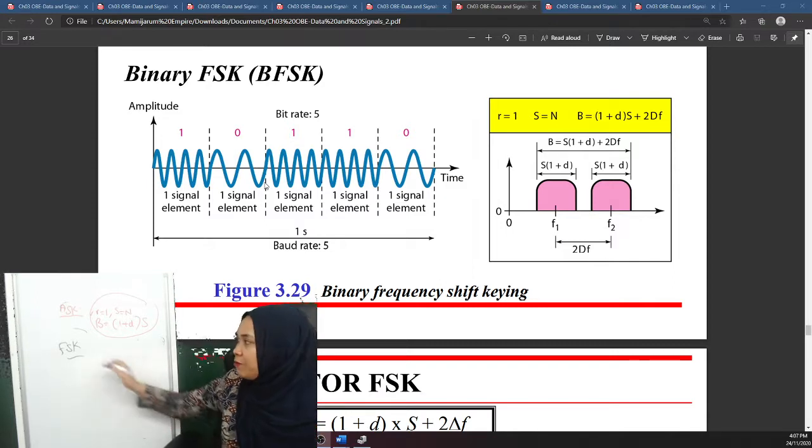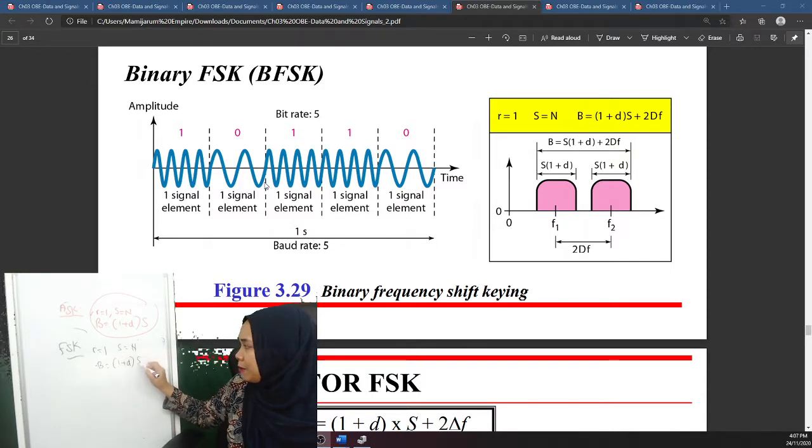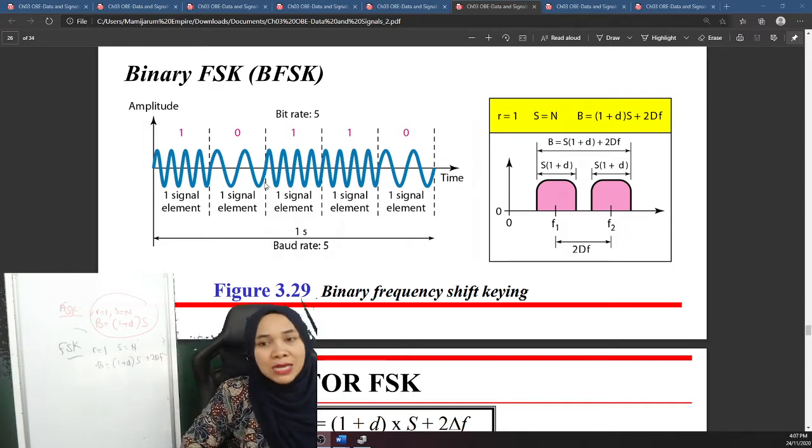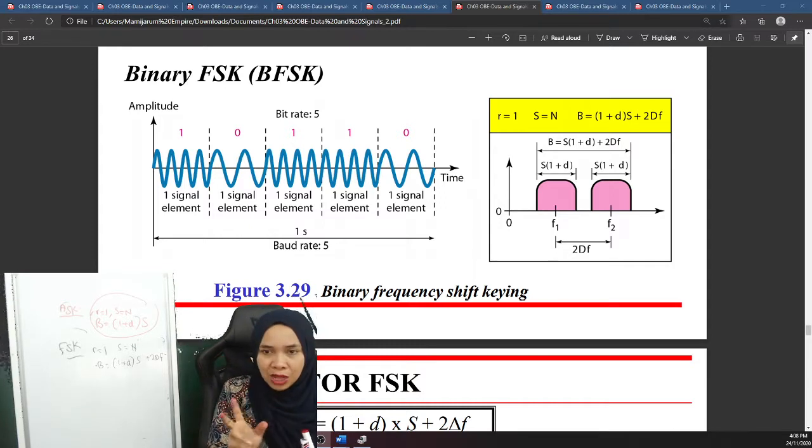Alright, here is the formula for FSK. For FSK, R equals 1, S stays equal to N, but the formula is B equals 1 plus D multiplied by signal rate plus 2df. This is a formula you must memorise. Memorise it because from here you will be able to answer questions from FSK or from any analog signal conversion technique. Okay, what is 2df? 2df is the difference between these two carrier frequencies.